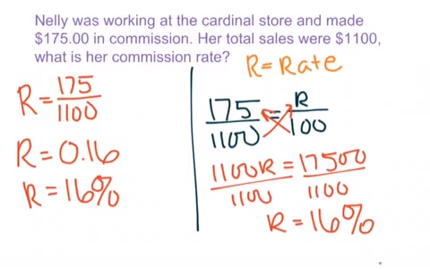All right, Nellie was working at the Cardinal store and made $175 in commission. Her total sales were $1,100, so I'm trying to look for what her commission rate is. I just did this one for you. For this one, you're going to do the amount of commission over your total sales, divide that. You would have gotten 0.16, so of course, if you're doing the equation, you move that decimal point over 2 times to the right to get 16%. Now I know it's about 0.159, so I just rounded to about 16%. You're more than welcome to use the proportion method, which is 175 out of 1,100 equals R over 100. Cross multiply, you would get the same answer. You just don't have to move that decimal point.